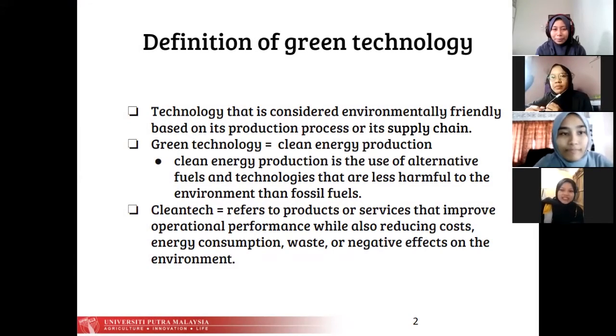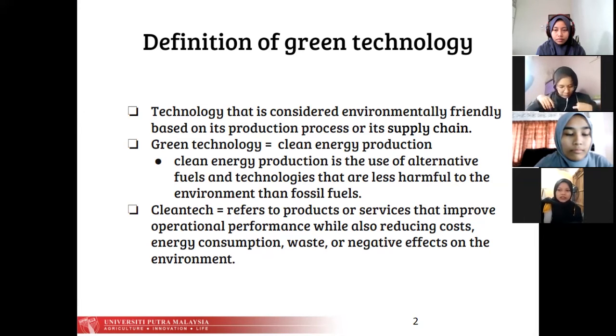Okay, let me start with the first slide, which is about the definition of green technology. Green technology is defined as a technology that is considered environmentally friendly based on its production process or its supply chain. Green technology is also defined as clean energy production, which means the use of alternative fuels and technologies that are less harmful to the environment than fossil fuels.